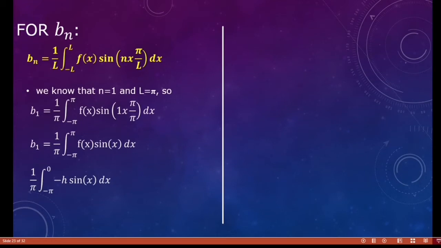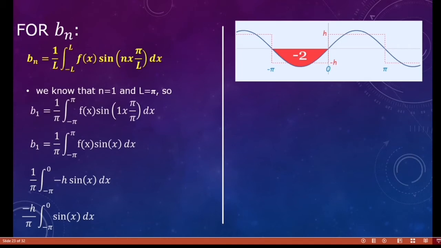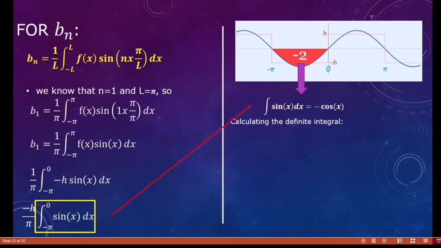And we have here our f of x is equal to negative h. Labas natin sa negative h. So we have negative h over pi times the integral of sine x dx from negative pi to 0. So if we try to look at our graph, saan ba galing si negative h? Okay, dyan. So we will try to integrate. The integral of sine x dx is just equal to negative cosine x. So we try to calculate the definite integral. So negative cosine 0 minus negative cosine negative pi is equal to negative 1 minus 1 equals negative 2.